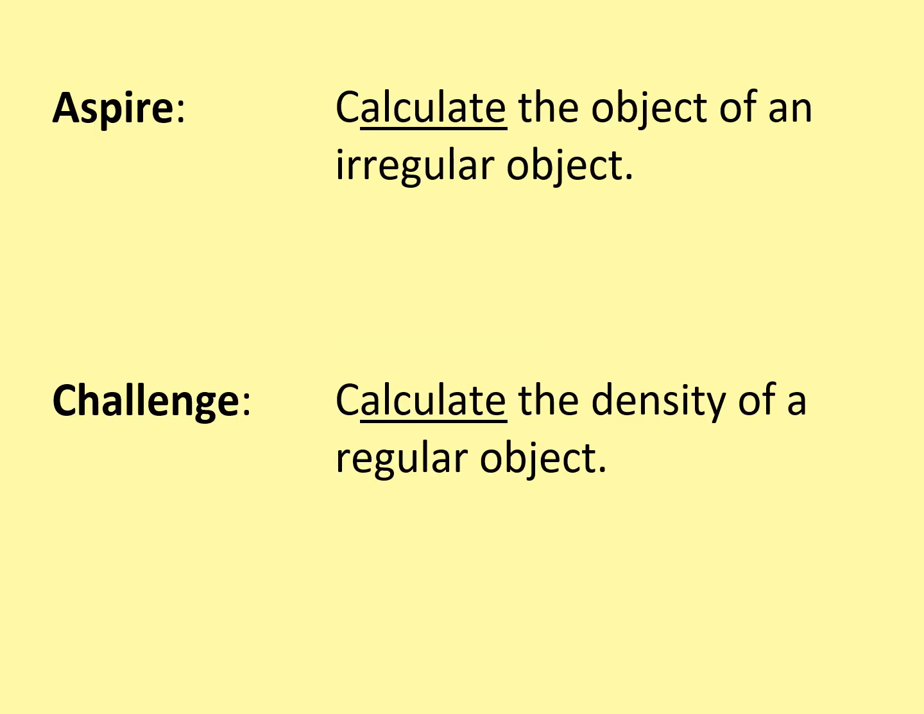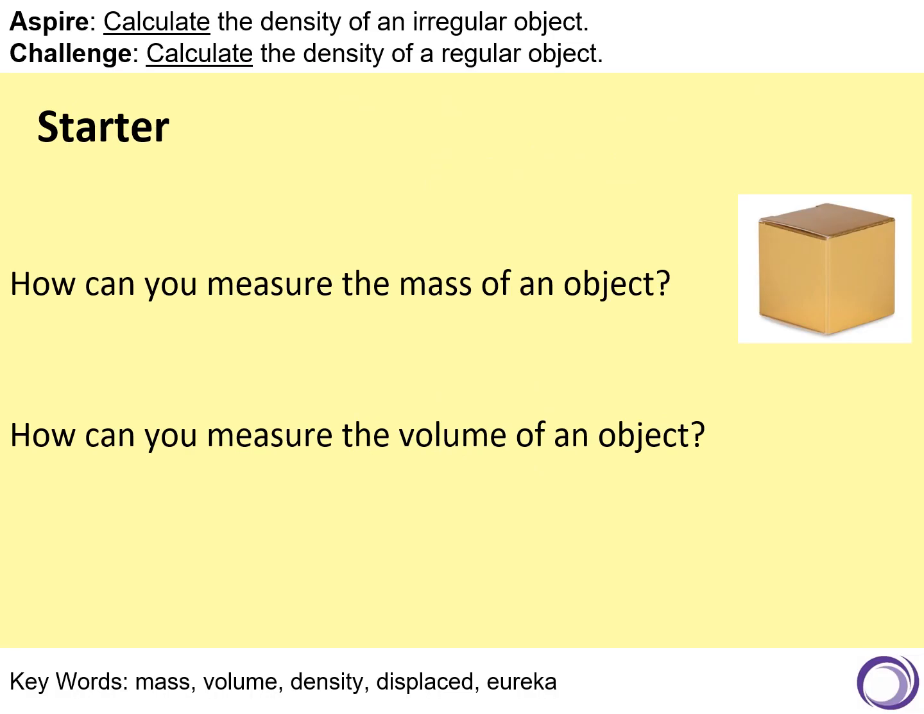Okay, so what we are going to try to do is calculate the density of a regular object, and then our aspiration is to be able to calculate the density of an irregular object. So first thing I just want you to think about is how would you actually measure the mass of an object, and then how can you measure the volume of an object? So let's have a look at that gold bar there. How would you measure its mass and how would you measure its volume?